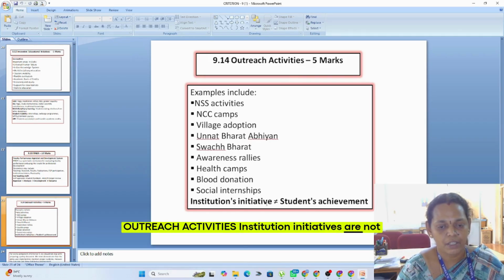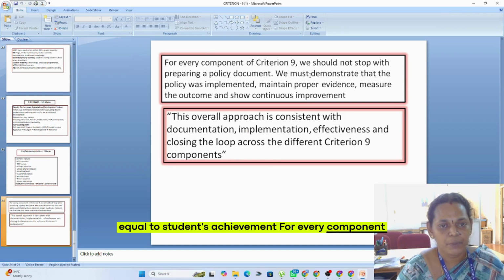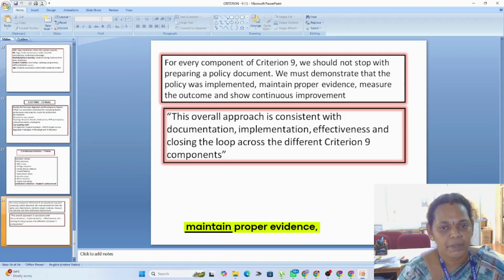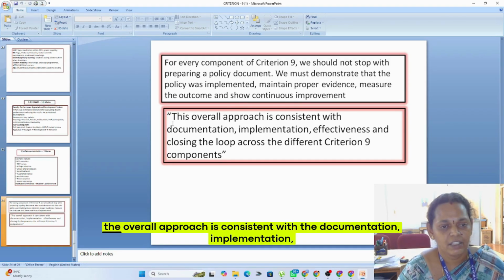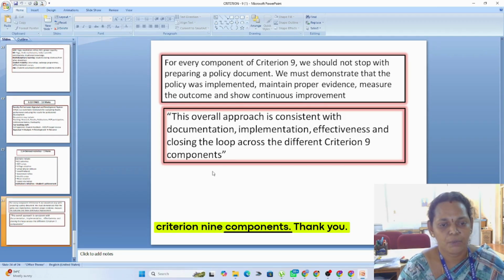Institution initiatives are not equal to students' achievement. For every component of criterion 9, we should not stop with preparing a policy document. We must demonstrate that the policy was implemented, maintain proper evidence, measure the outcome, and show continuous improvement. And finally, the overall approach is consistent: documentation, implementation, effectiveness, and closing the loop across the different criterion 9 components. Thank you.